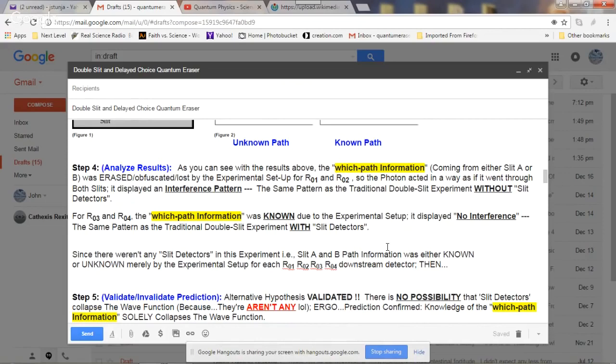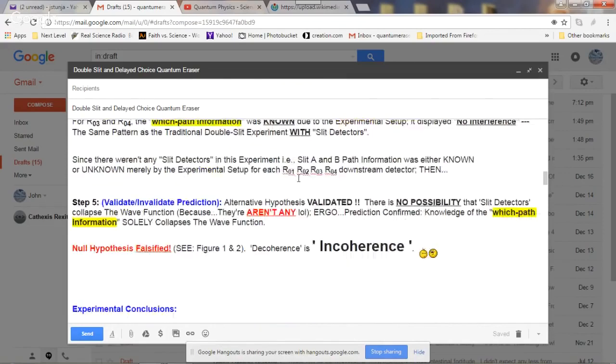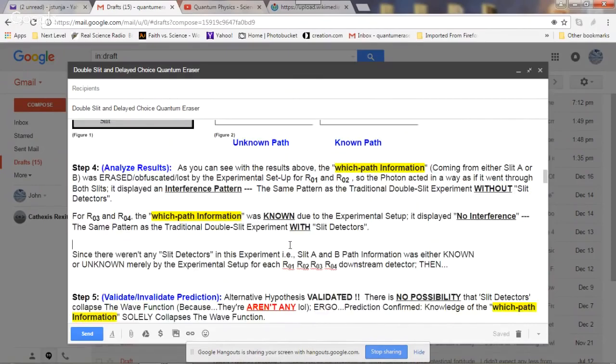So let's go to step 5. Validate or invalidate the prediction. The alternative hypothesis is validated. There is no possibility that the slit detectors collapse the wave function. Why? Well, because there aren't any. Ergo, the prediction was confirmed. Knowledge of the which-path information solely collapses the wave function. The null hypothesis is falsified. See figure 1 and 2.